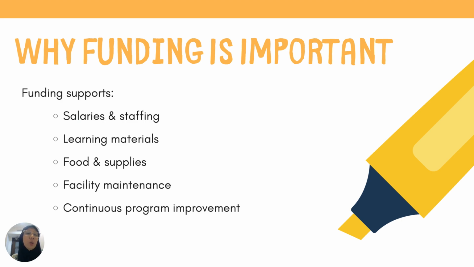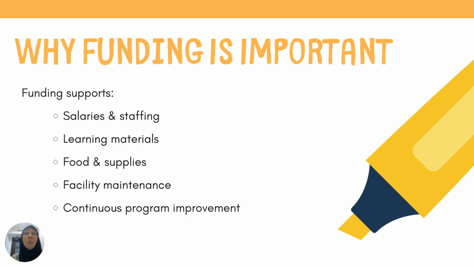So we will need funds, we will need money, we will need the capital to pay for the salary for the staff. We will need money to buy the learning materials for the children to learn. We also need money to buy food and supplies. Usually for Tasca we will provide meals. Therefore, how can we provide meals? How can we buy the supplies? We will need funds, we will need money.